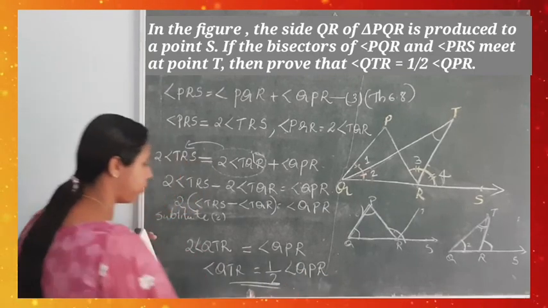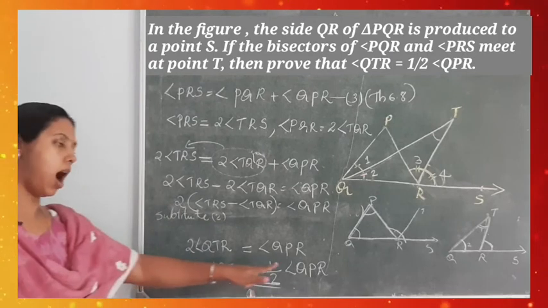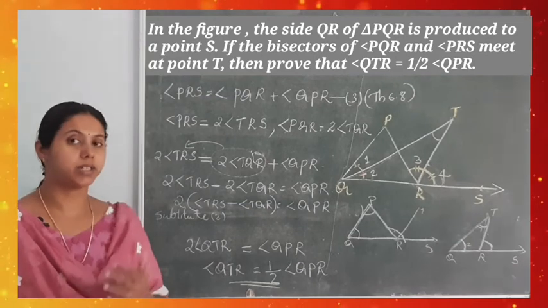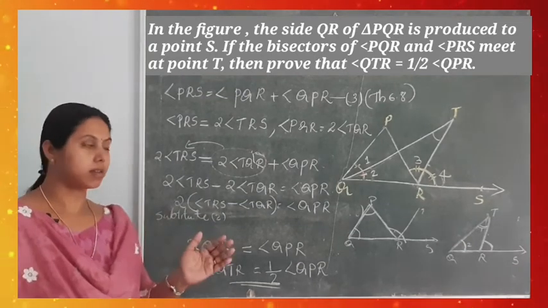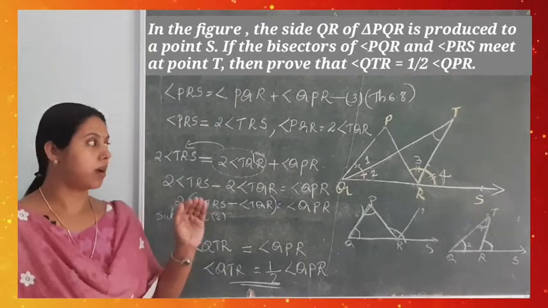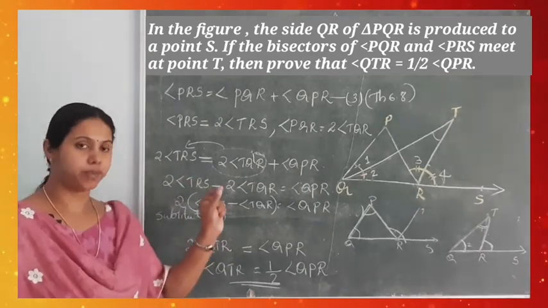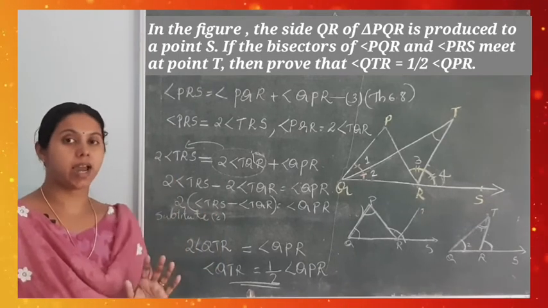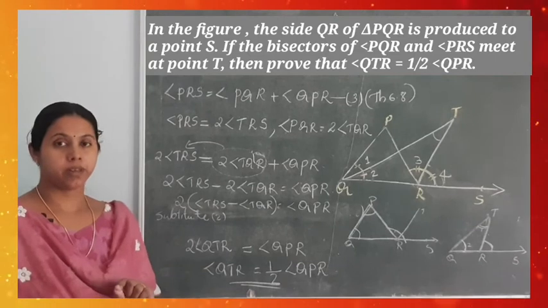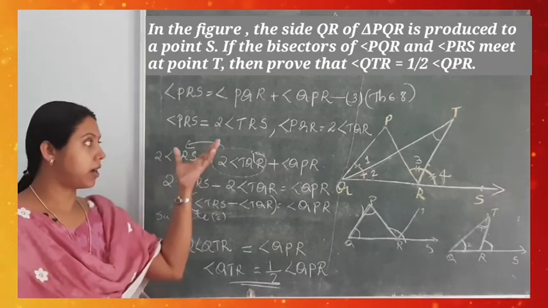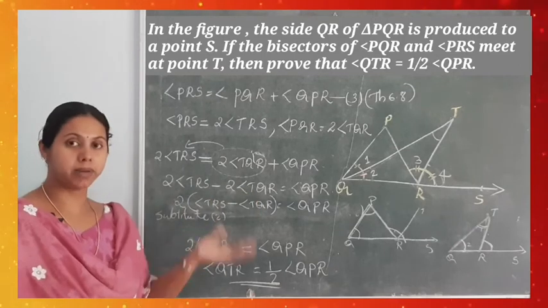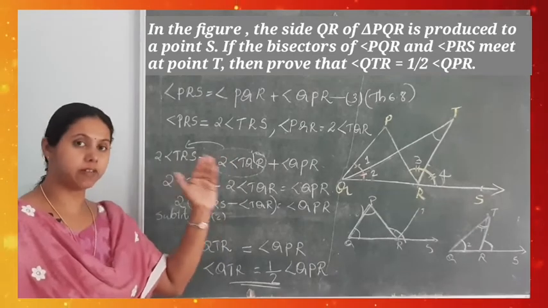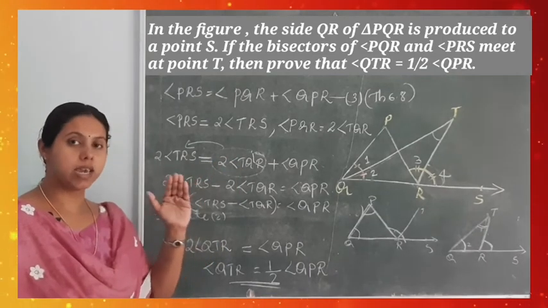So hence proved. Angle QPR is equal to half of angle QPR. So children, I hope that you understand this question. When you are writing this, you have to pause the video and look at the figure. Draw the figure, look at the figure and identify each step. Identify each angle and write step by step. Otherwise, when you are reading all these angles, it will be confusing. So for each step, look at the figure, identify the angle, then write each step.